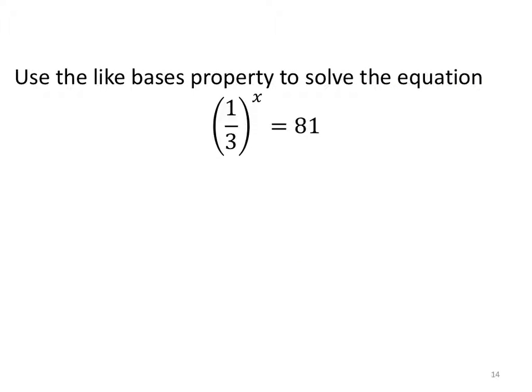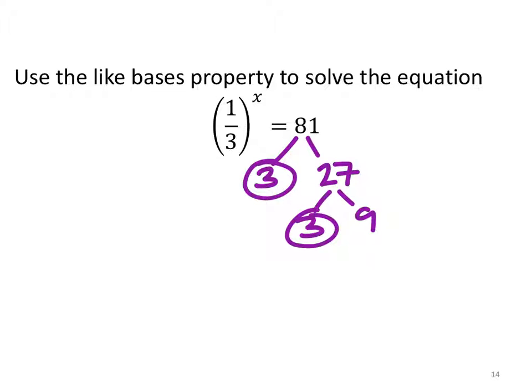Use the like bases property to solve this equation. So once again, logarithms won't do now that we've learned how to do it yet. But what we need to do is take 81. Now we could say, well, I want to take 81 and break it up into thirds, but actually I want to break it up into threes, and I'll show you guys why in a moment. So 81 is divisible by 3. That'd be 27, which is also divisible by 3, and 9, which is 3 and 3. So 81 is actually 3 to the power of 4.